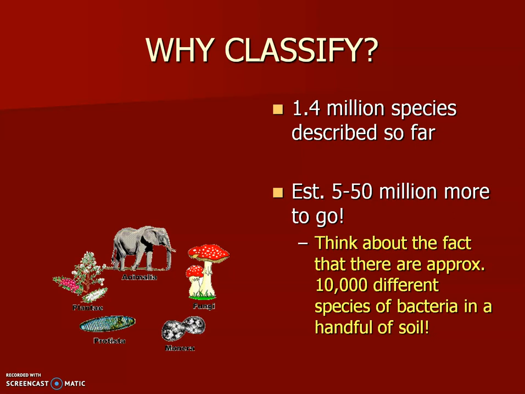We're just not sure because we're always finding life in new places, and life can be really, really small. So think about the fact that there are approximately 10,000 different species of bacteria in just a handful of soil. That's not 10,000 bacteria, but 10,000 different species of bacteria. So there's a lot of life out here.